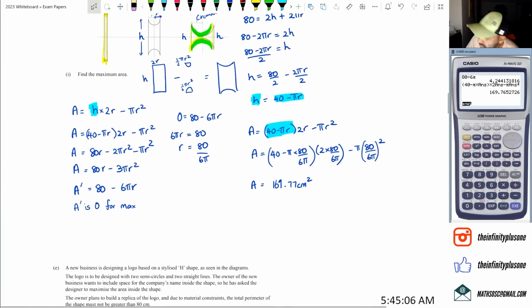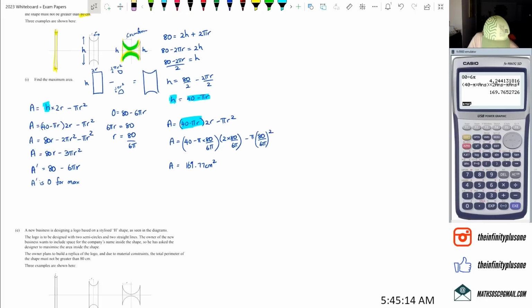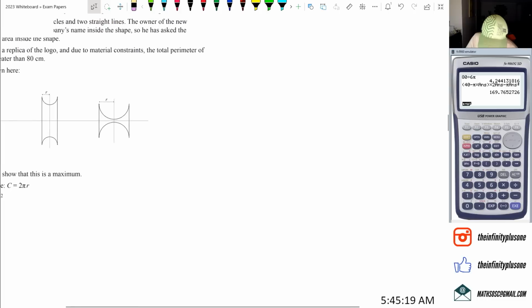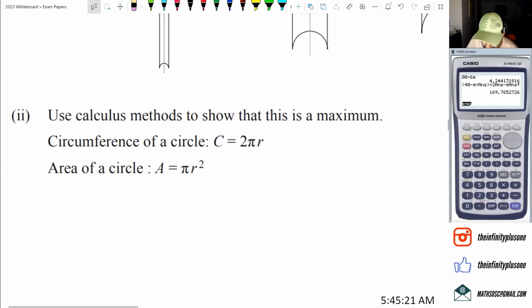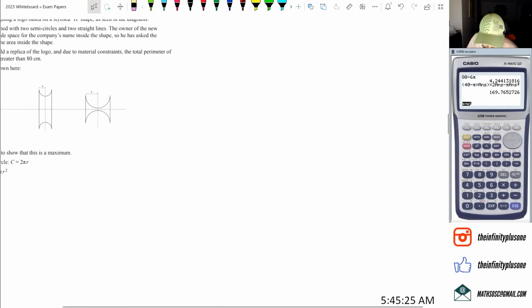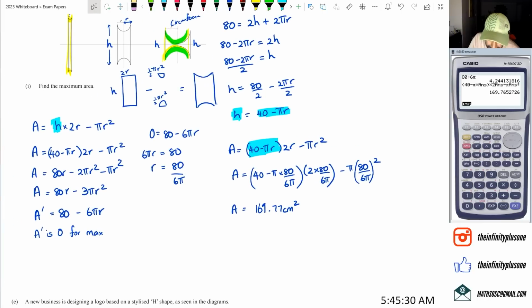Now, this is one of those weird questions, because it actually has a second part. Basically, the second part of the question says use calculus methods to show that this is a maximum. So I'm going to do that question here as well, so it's all done in one place.